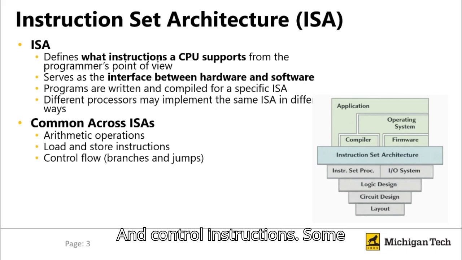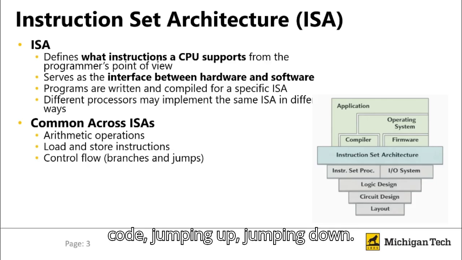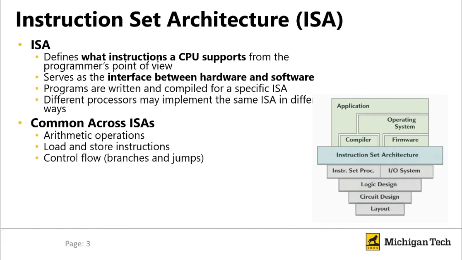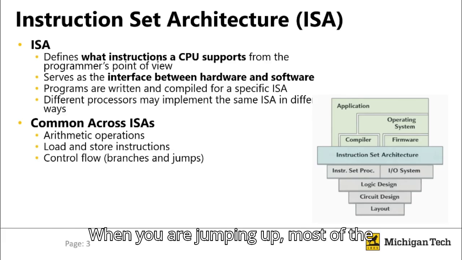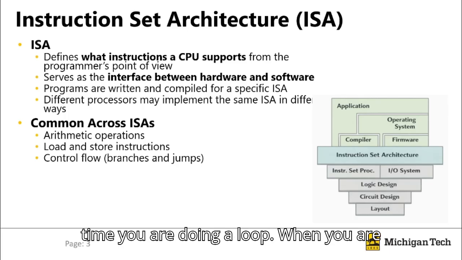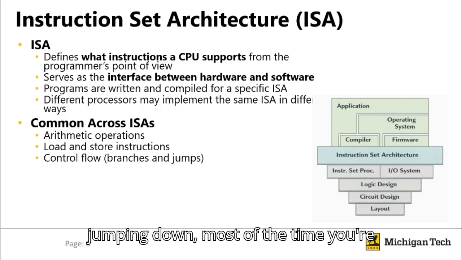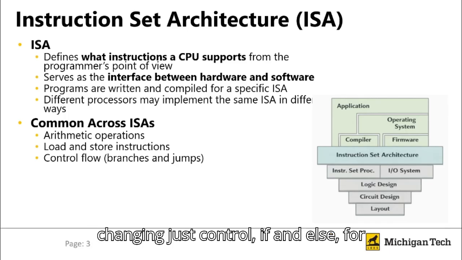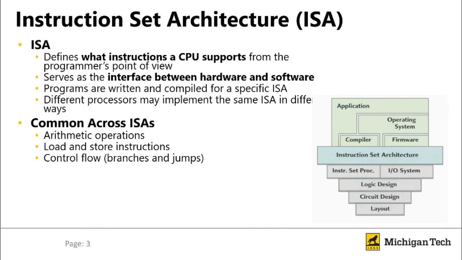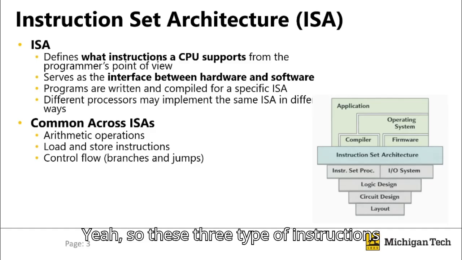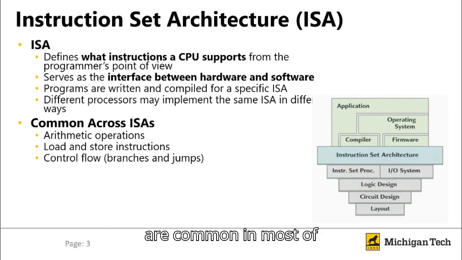And control instructions. Some instructions, like a branch, change the control of the code, jumping up or jumping down. When you are jumping up, most of the time you are doing a loop. When you are jumping down, most of the time you're just changing control, like if and else, for example. So these three types of instructions are common in most instruction set architectures, including what we're going to talk about today, called RISC-V.